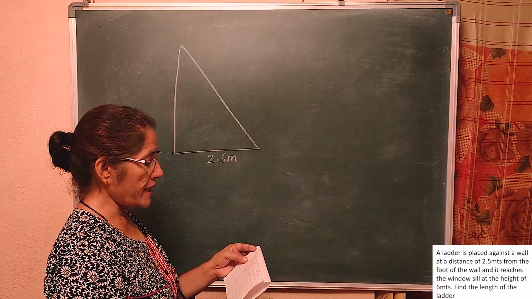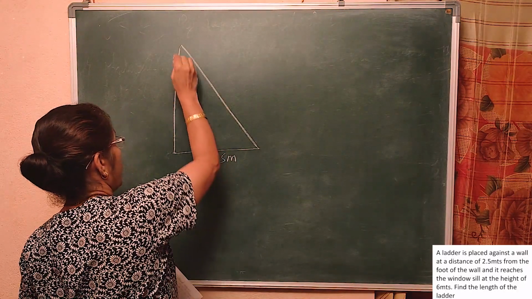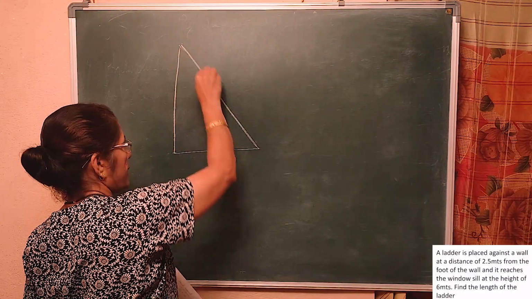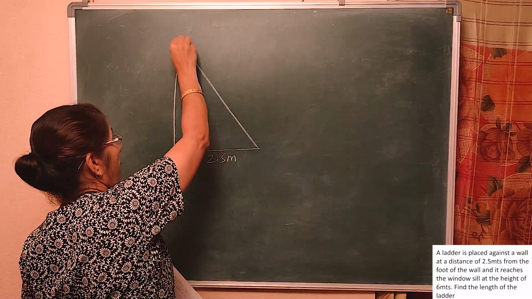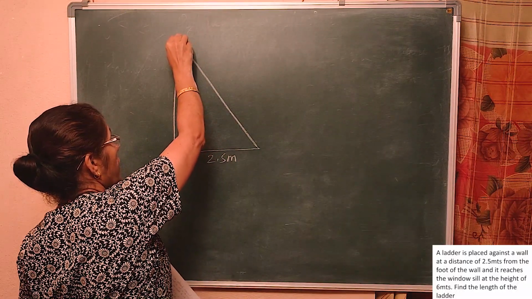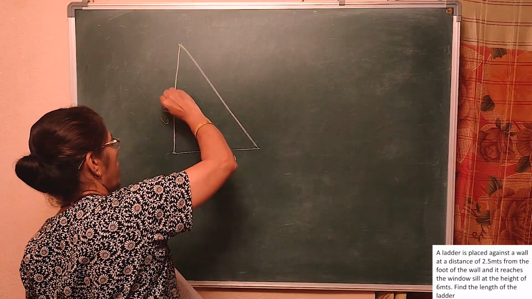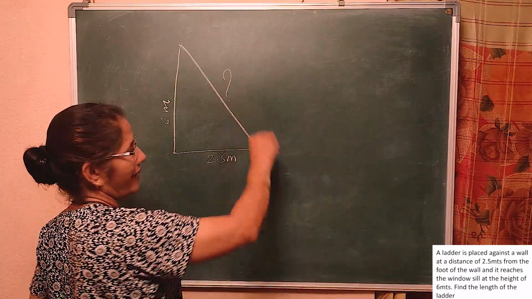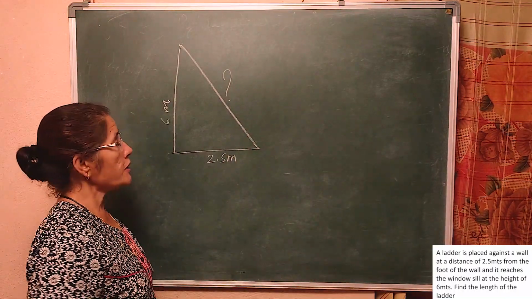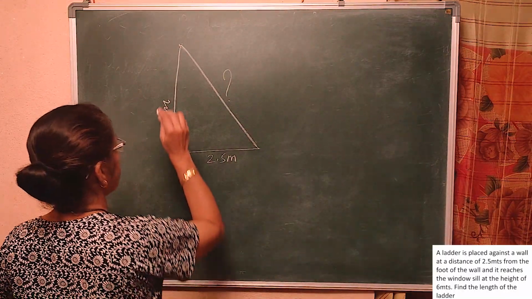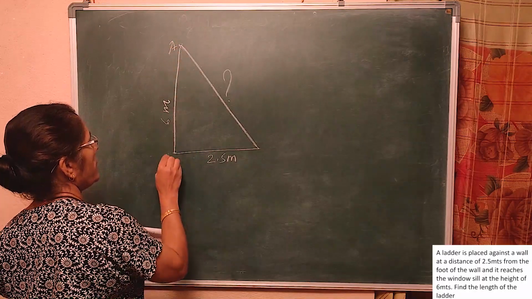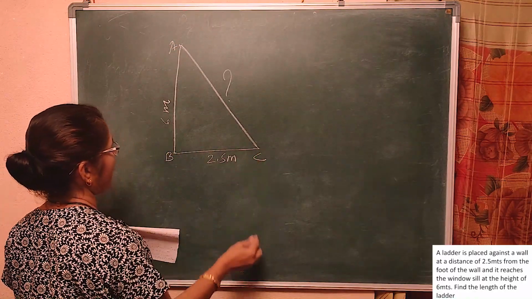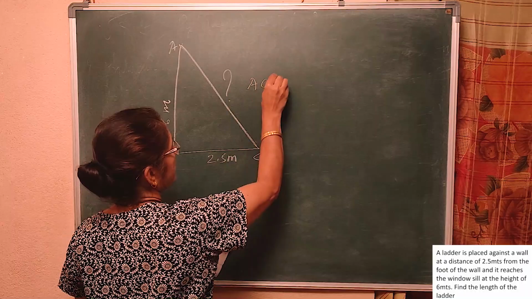And its top reaches the window sill. This is the ladder. The ladder's top reaches the window sill 6 meters above the ground. So what is the length of the ladder? Understand? Let me call it A, B, C. AC is the ladder.